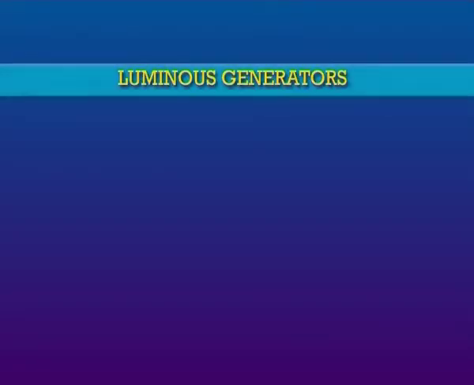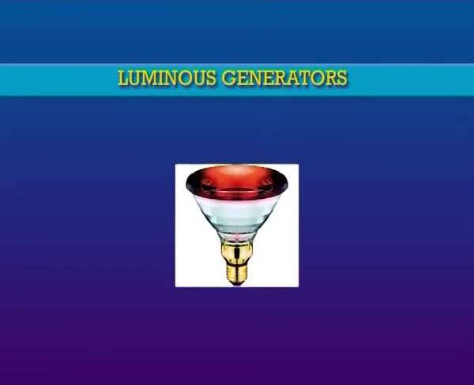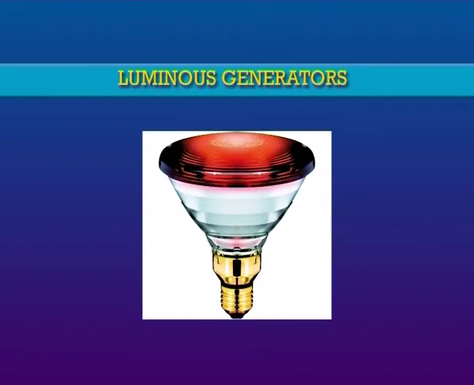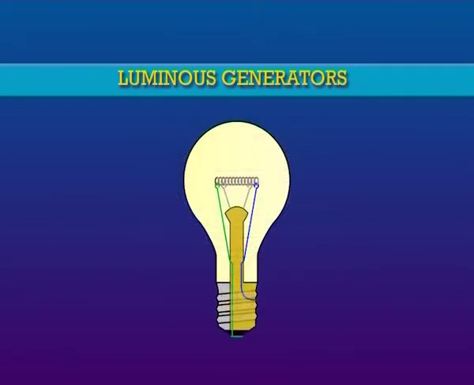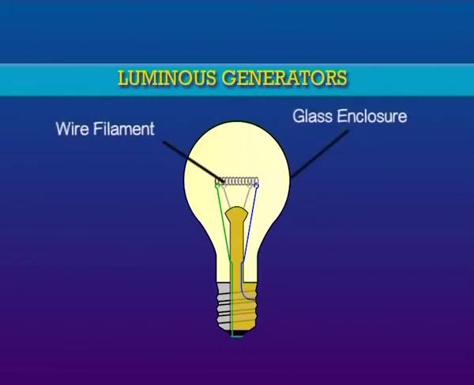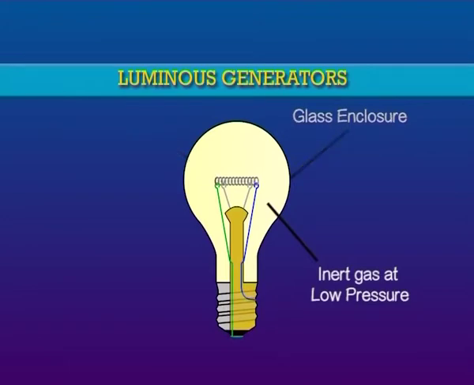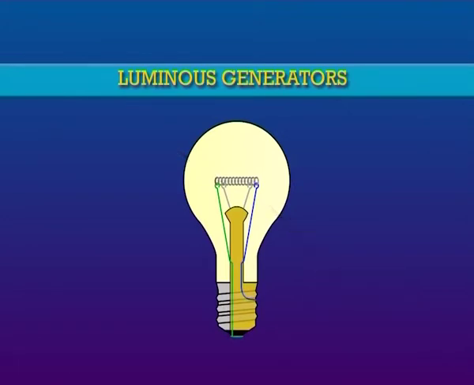And here comes the luminous generator. The rays emitted from the luminous generator are produced by one or more incandescent lamps. The lamp consists of a wire filament enclosed in a glass tube which may be evacuated or may contain an inert gas at low pressure. The filament is a coil of fine wire and is usually made of tungsten, and this material tolerates repeated heating and cooling.